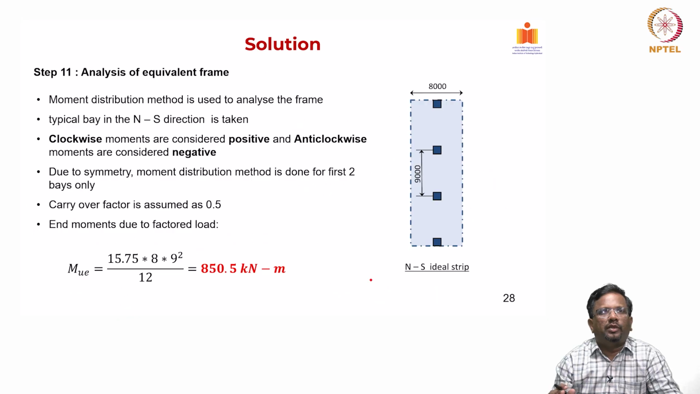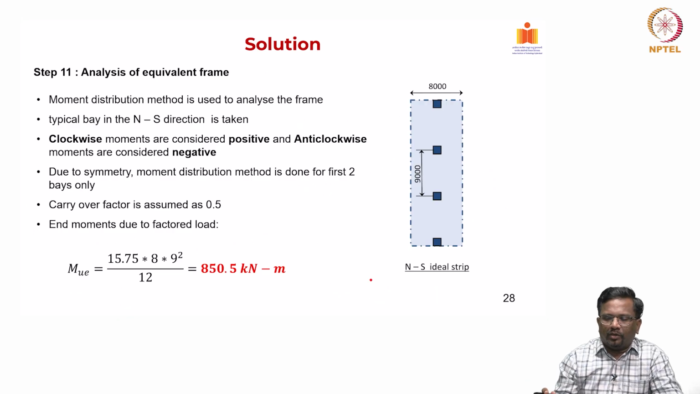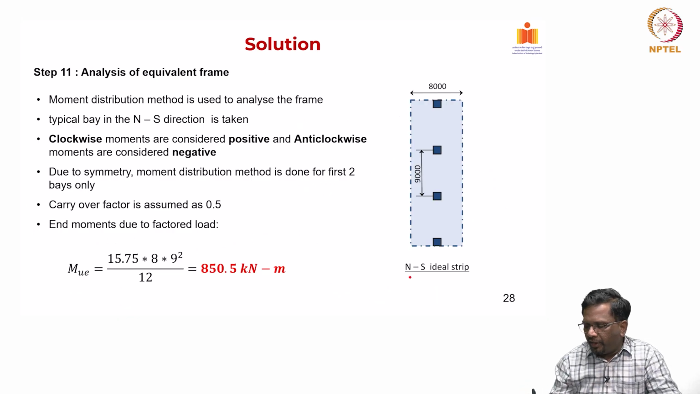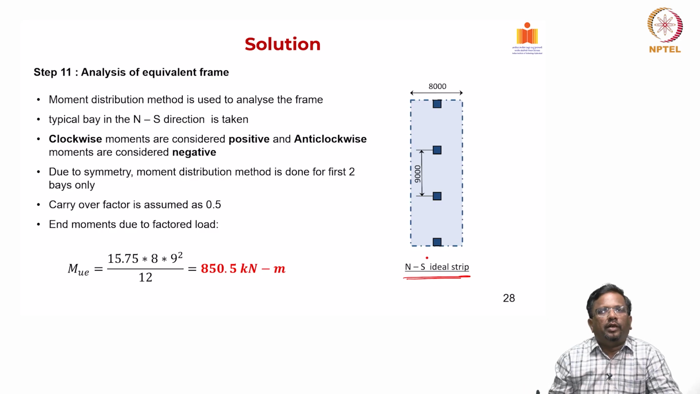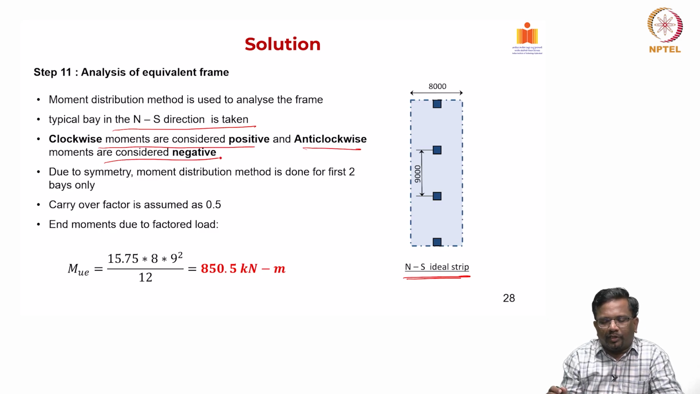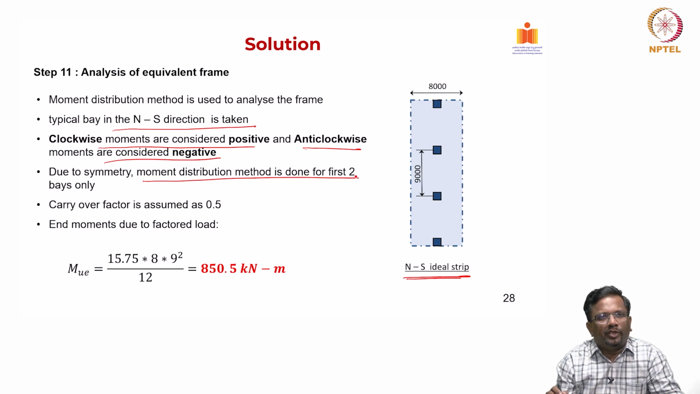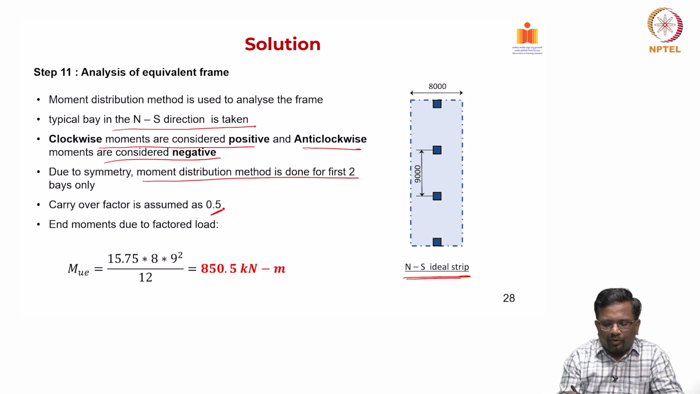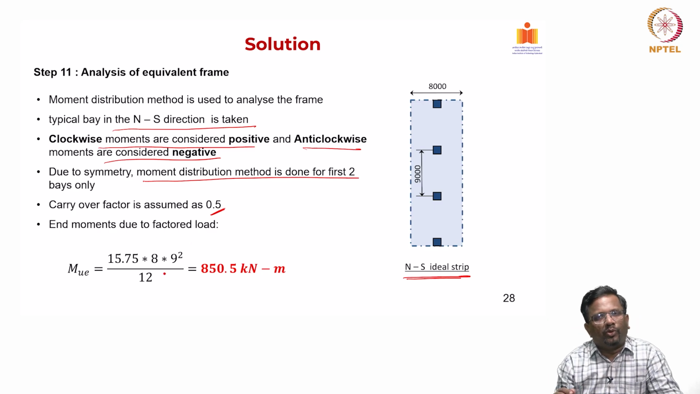So, let us look at it. So, that is what we are going to do. So, we are going to take each frame. For example, here is a north to south direction, which is an ideal strip, and we are going to typically take the interior frame, and in the sign conventions we are going to take clockwise moments as positive and counterclockwise or anti-clockwise moments as negative, and due to symmetry we are going to do moment distribution only for the first two bays only, and carryover factor is 0.5, and moments due to factored load. Now, there is also load that is acting.